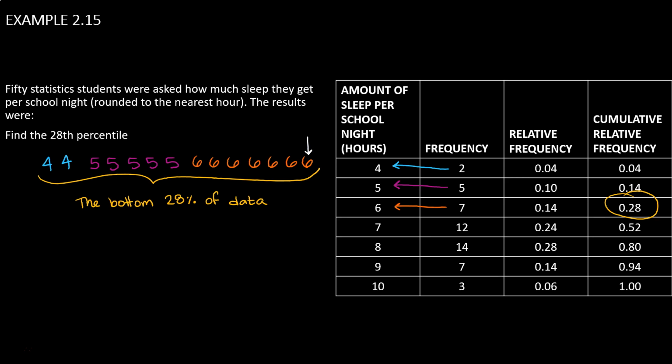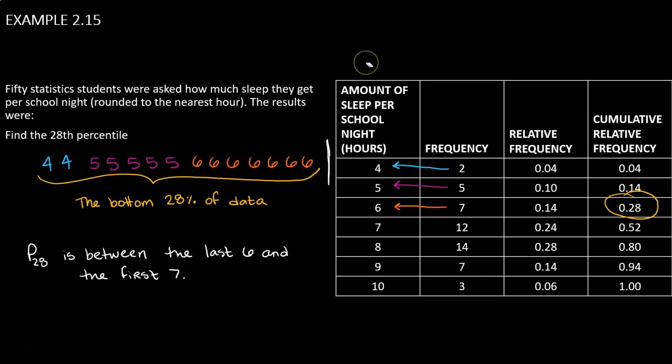The 28th percentile is going to be the number that divides those data values from the rest. So we can't take one of those 6s and call it the percentile because we need it to be in that bottom 28% of the data. The 28th percentile is between the last 6 and the very next data value. So it lives right here between the 6 and the 7.